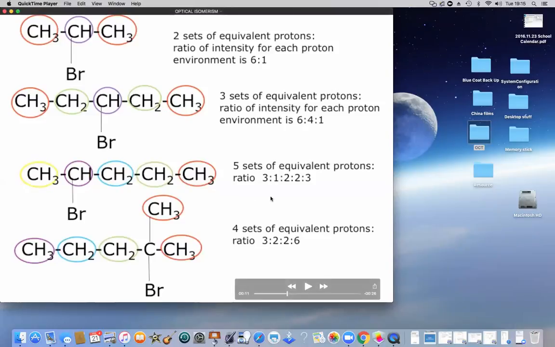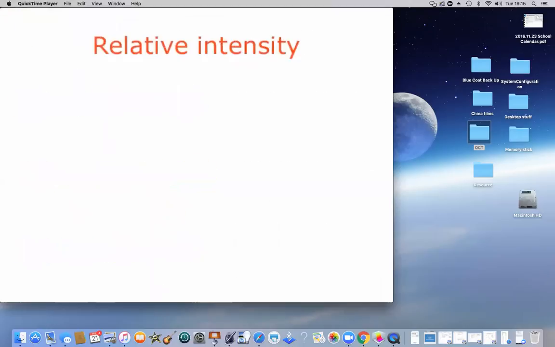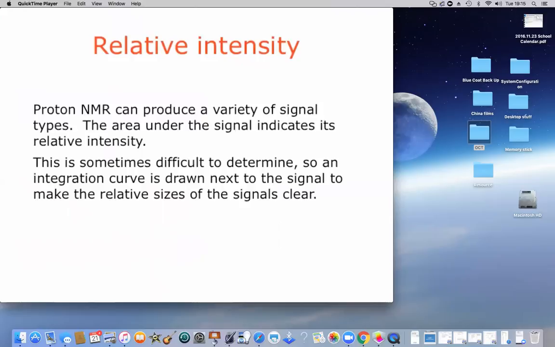Okay, so we'll move on to the next one now. The relative intensity of the different signals that appear. We can get quite a wide variety of signal types in proton NMR, and we'll look at them in a little bit more detail later. The area under the signal indicates the relative intensity, which gives you an indication of the number of protons in that environment. But they're usually quite difficult to determine because of the nature of the signal that's produced. It would take too long and it wouldn't really be worth your time to actually go to the trouble of working out the area under the signal, so we simply don't do it.